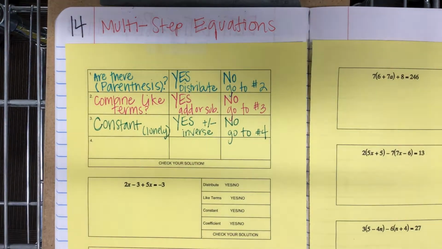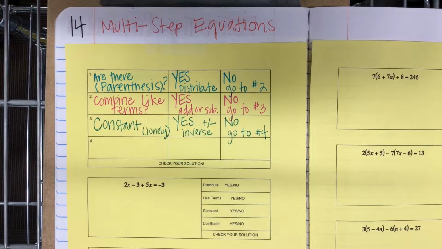So we start out, our first question, are there parentheses? Yes, we distribute. No, move on. Then we ask ourselves, do we need to combine like terms? If the answer is yes, we add or subtract them, we combine them, we put them together. If the answer is no, we go to number 3. Then we ask ourselves, is there a constant? How do you know which number is a constant? It's lonely. It has nothing with it. If the answer is yes, there's a constant, we do the inverse, which is add or subtract. If the answer is no, there is no constant, we go to number 4.